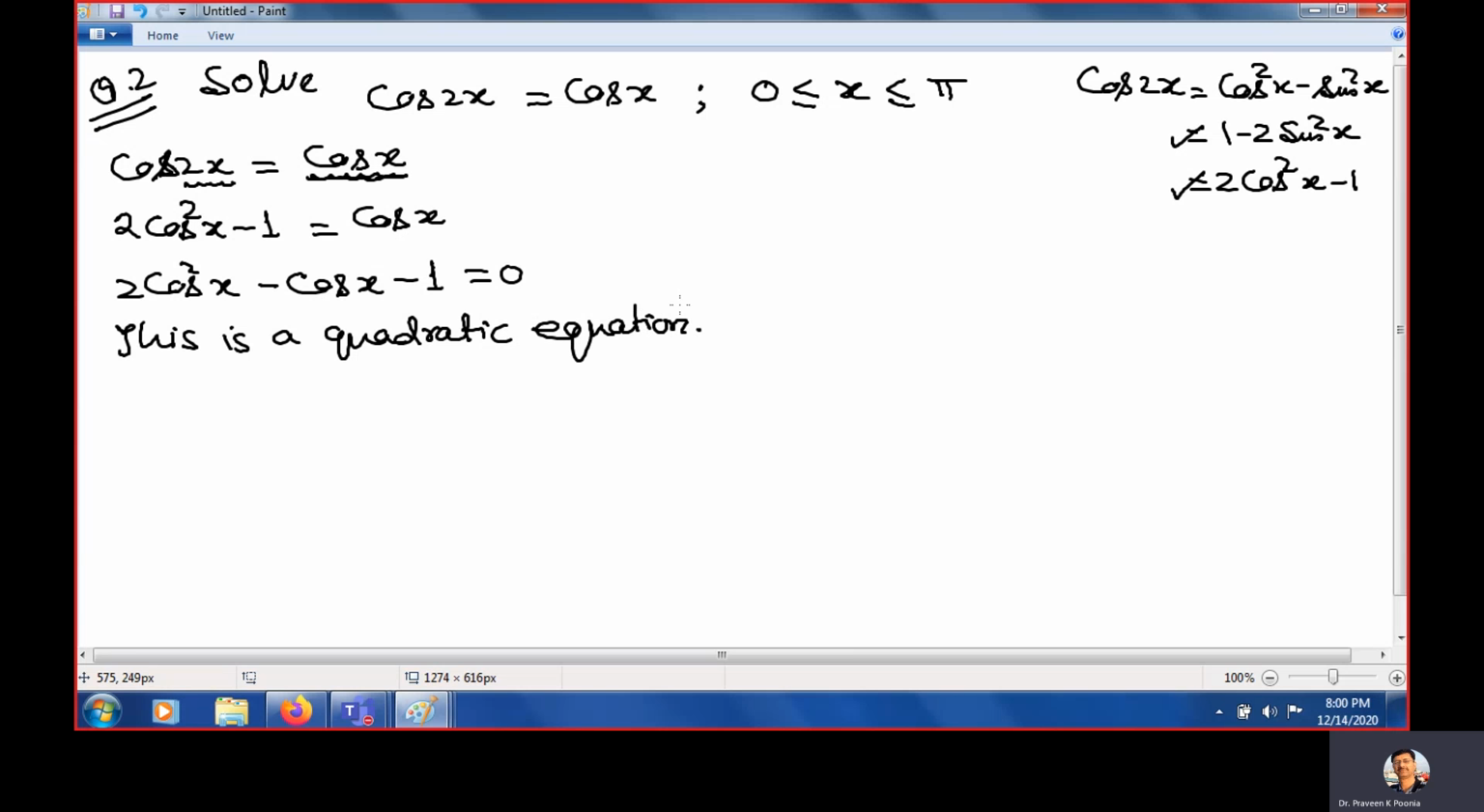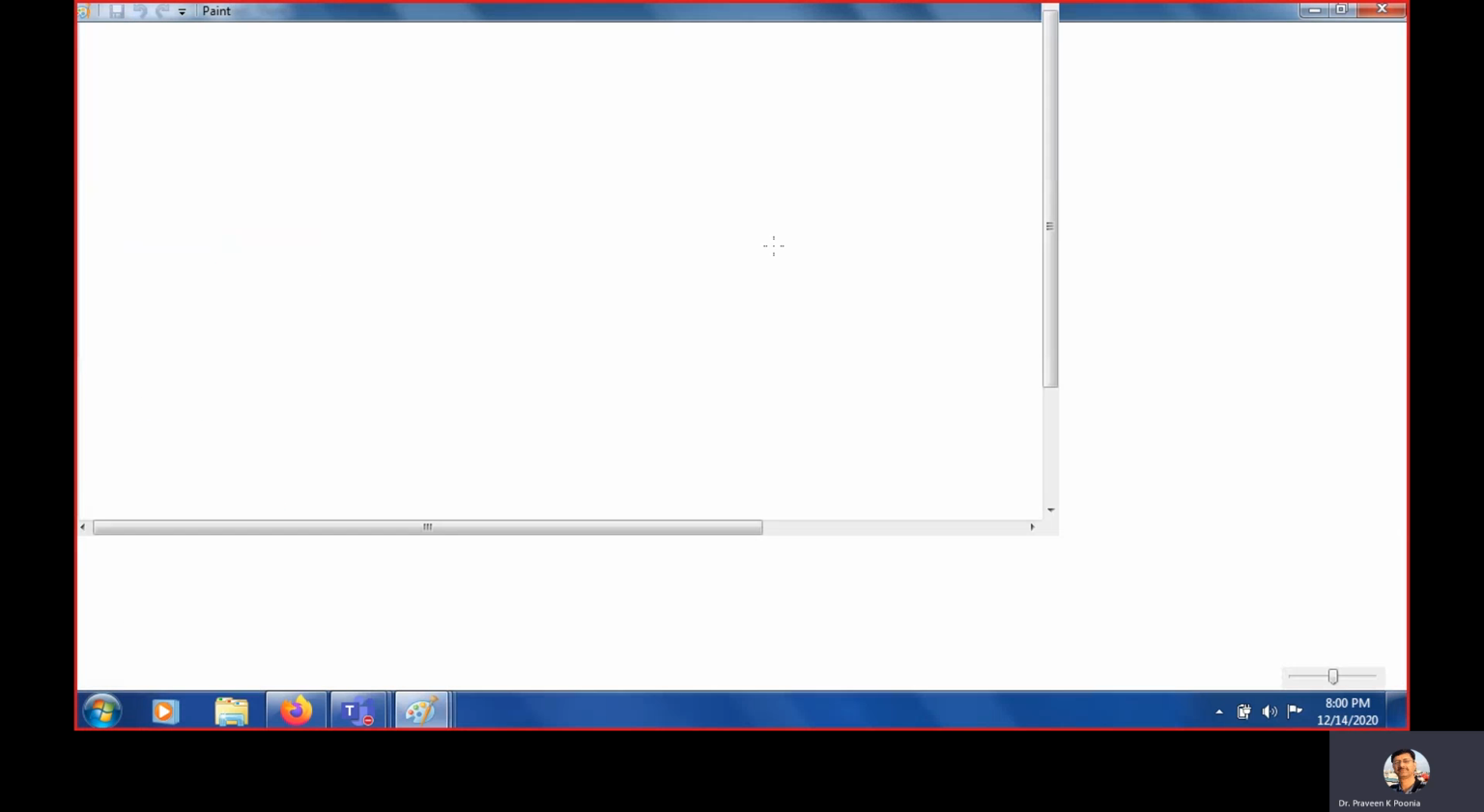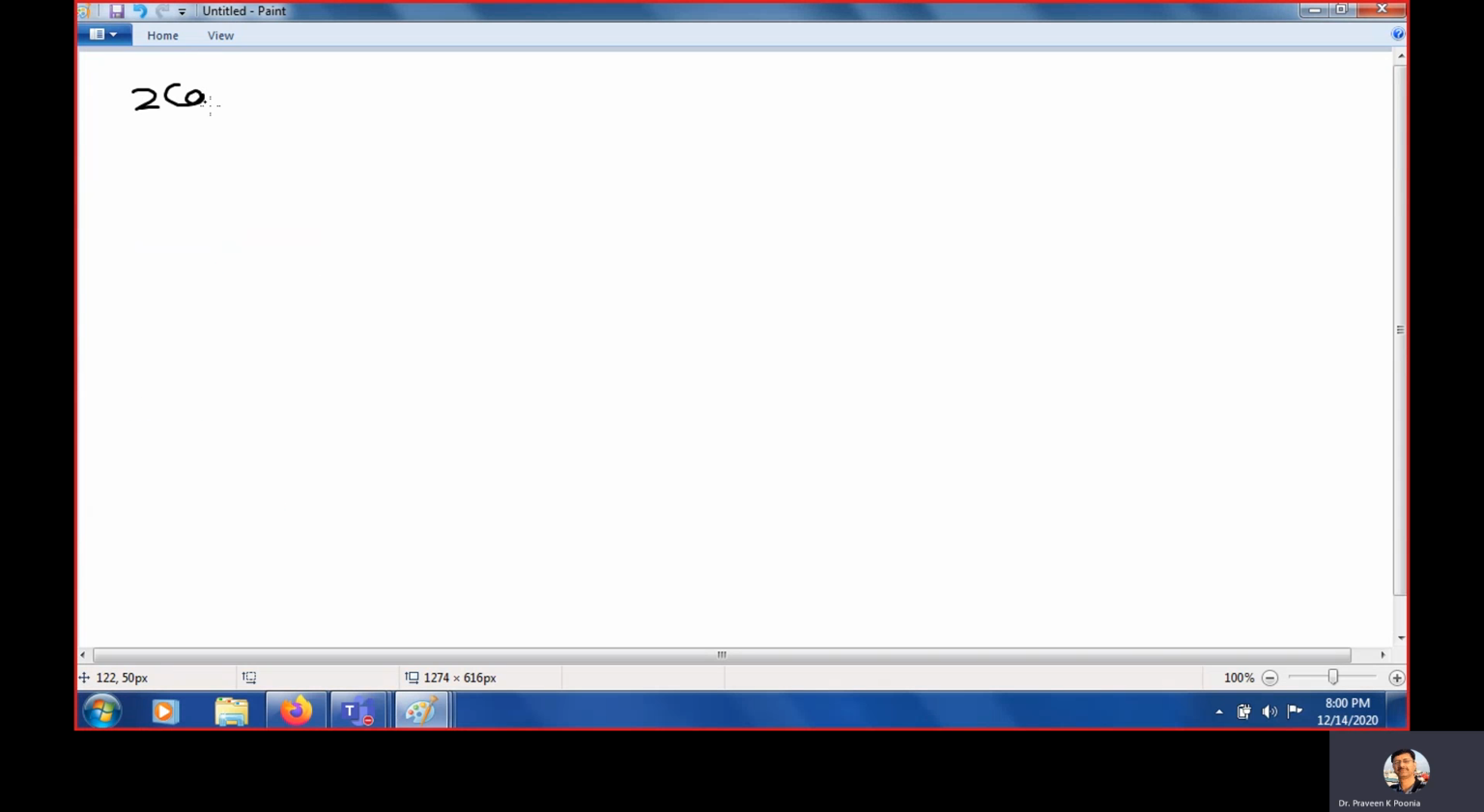This is a quadratic equation. Now, how to solve the quadratic equation? Let me take another page. It is 2cos²x − cos x − 1 = 0. If there is a minus, the factors will be plus and minus. Please remember this. The factors will be (1 plus)(1 minus).